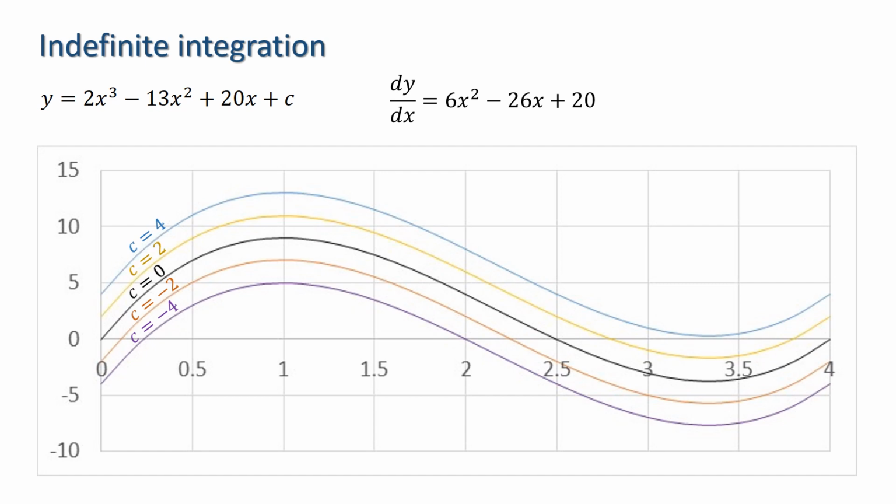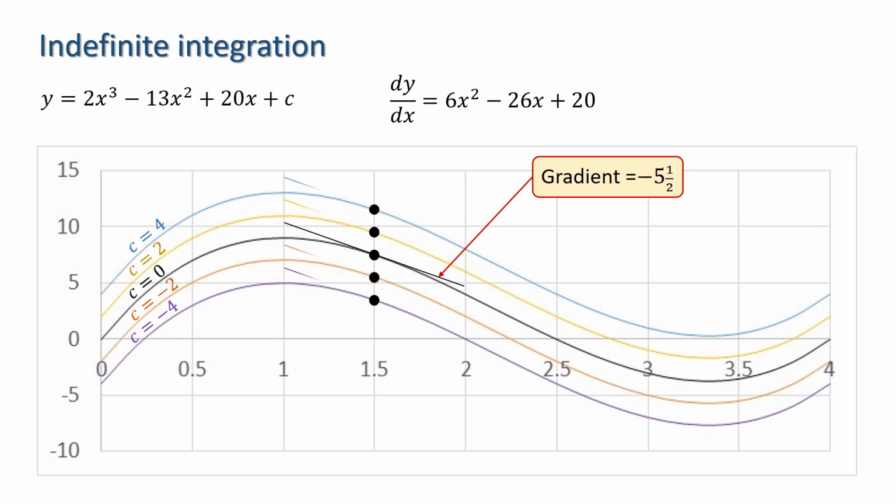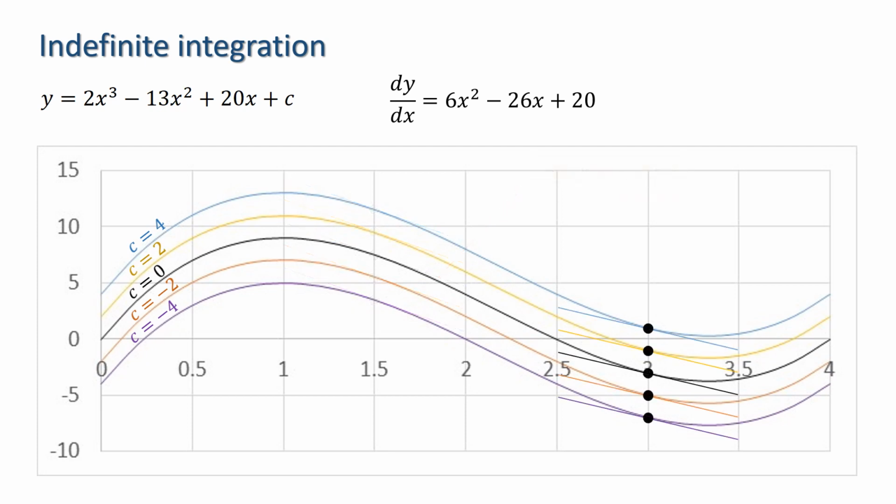Well, let's look at a point on the central curve, which corresponds to c equals 0, and look at the gradient at that point. If we take, for example, x equals 1.5, we have this point. Calculating dy by dx at this point, we find the curve has a gradient of minus 5.5. Now, if we look at the points on the other four curves for the same x value, we can see we get the same gradient because the curves have exactly the same shape. They are simply shifted in the y direction. The same is true for any value of x we choose.